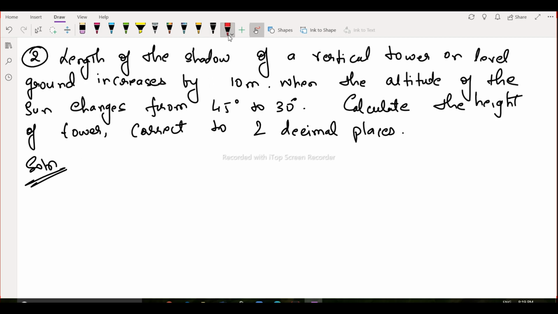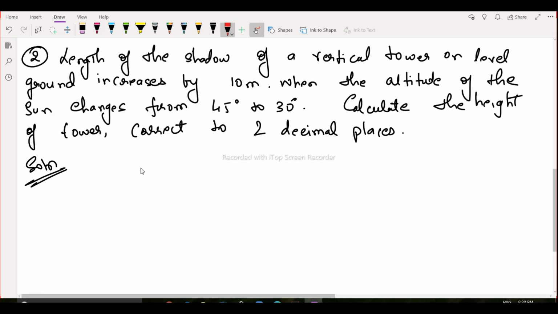So let's read the question. Length of the shadow of a vertical tower on level ground increases by 10 meters when the altitude of the sun changes from 45 degrees to 30 degrees. Calculate the height of the tower correct to two decimal places.